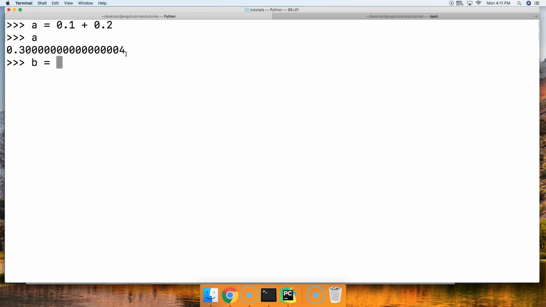So we can say b is equal to 0.2 plus 0.5, and we'll call b, and 0.7. That's pretty accurate, because 2 plus 5 is 7. That's what I was expecting, right?